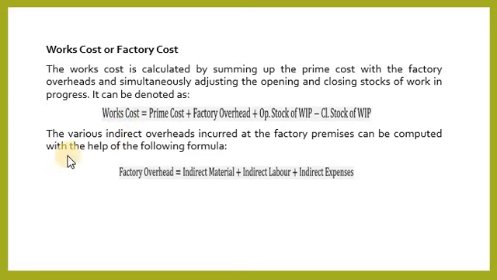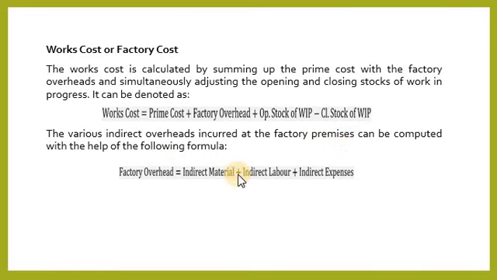What is the formula? Let's go here. The work cost equals prime cost, which we already calculated in the previous slide, plus factory overheads plus opening stock of work in progress minus closing stock of work in progress. Then we get the work cost of the production. Work cost equals prime cost plus factory overhead plus opening stock of work in progress minus closing stock of work in progress.